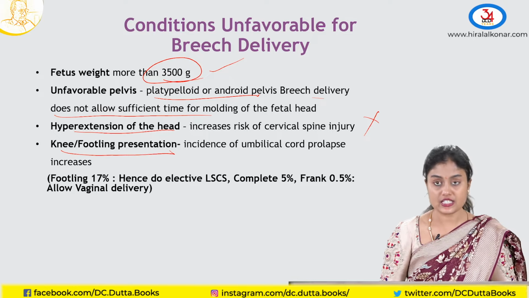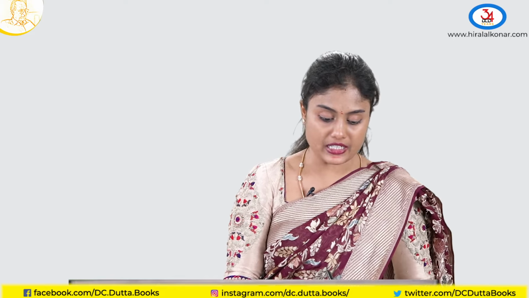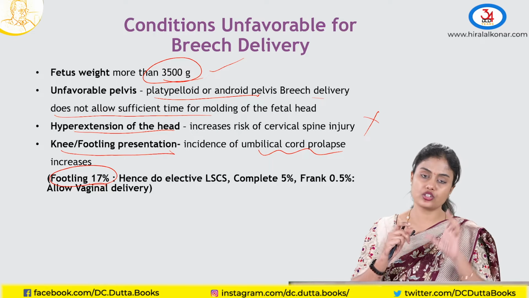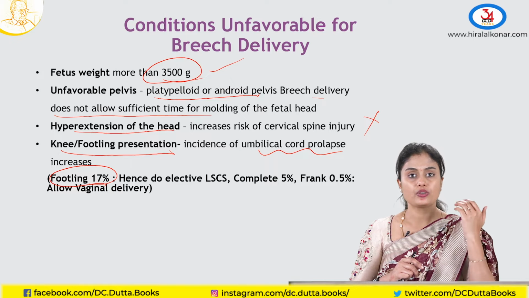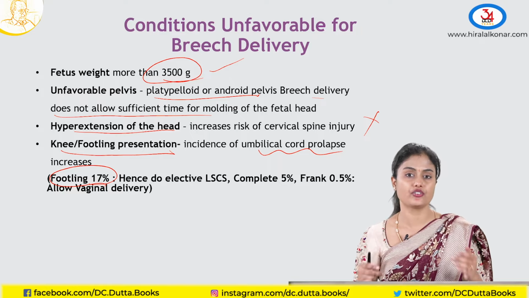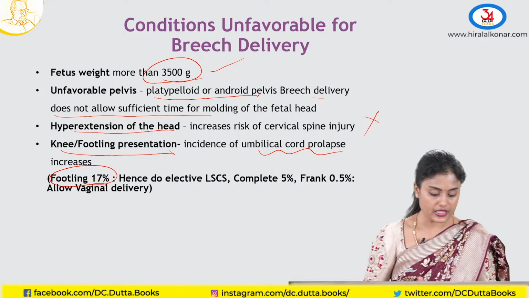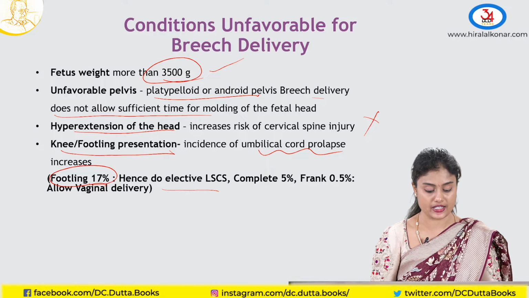Knee or footling presentation: there is a chance of umbilical cord prolapse, as high as 17% in footling presentation. In footling or knee presentation, we never try. As you know, the foot is so small that even with 3 or 4 centimeters dilatation, it will prolapse, and along with that the cord will prolapse. So what happens? There is not enough dilatation for the delivery of the buttocks or the head also. So we will never try breech delivery in case of footling or knee presentation. Hence, do an elective cesarean section.